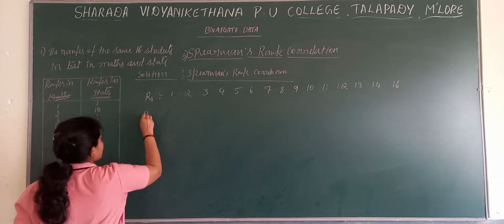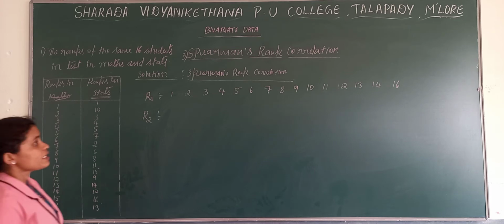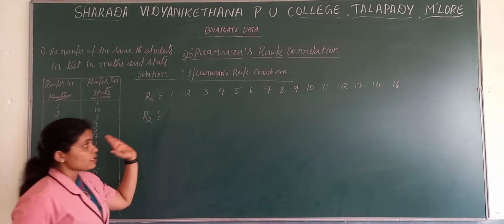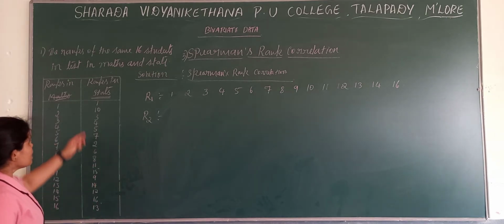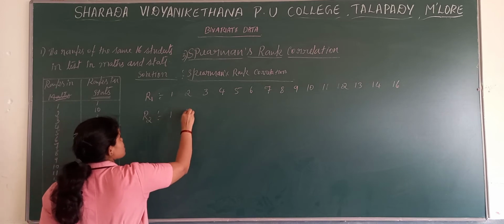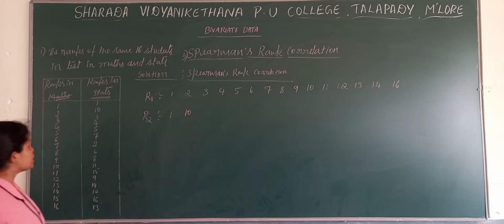Then we take rank 2, which they have given. See how the students were assigned in the same order: the first rank goes to the first person, then the second person scores the 10th rank. So the rank order is different here.